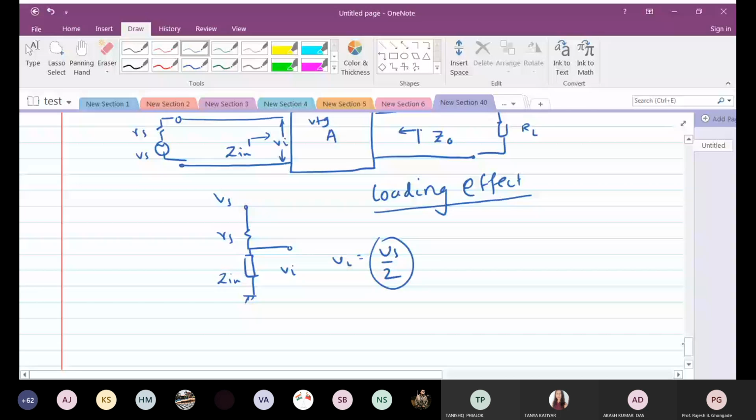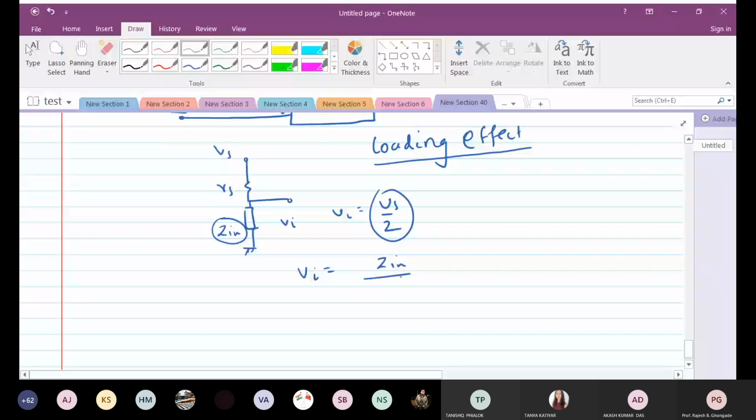So Vi is Zin divided by Rs plus Zin. So if Zin is very large as compared to Rs, what will happen? Vi will be nearly equal to Vs, and you will get the maximum output voltage. So we require that ideally a voltage amplifier should have input impedance as infinite. Practically it has to be very high. Okay? Have you understood this? Again, there will be a loading effect here.